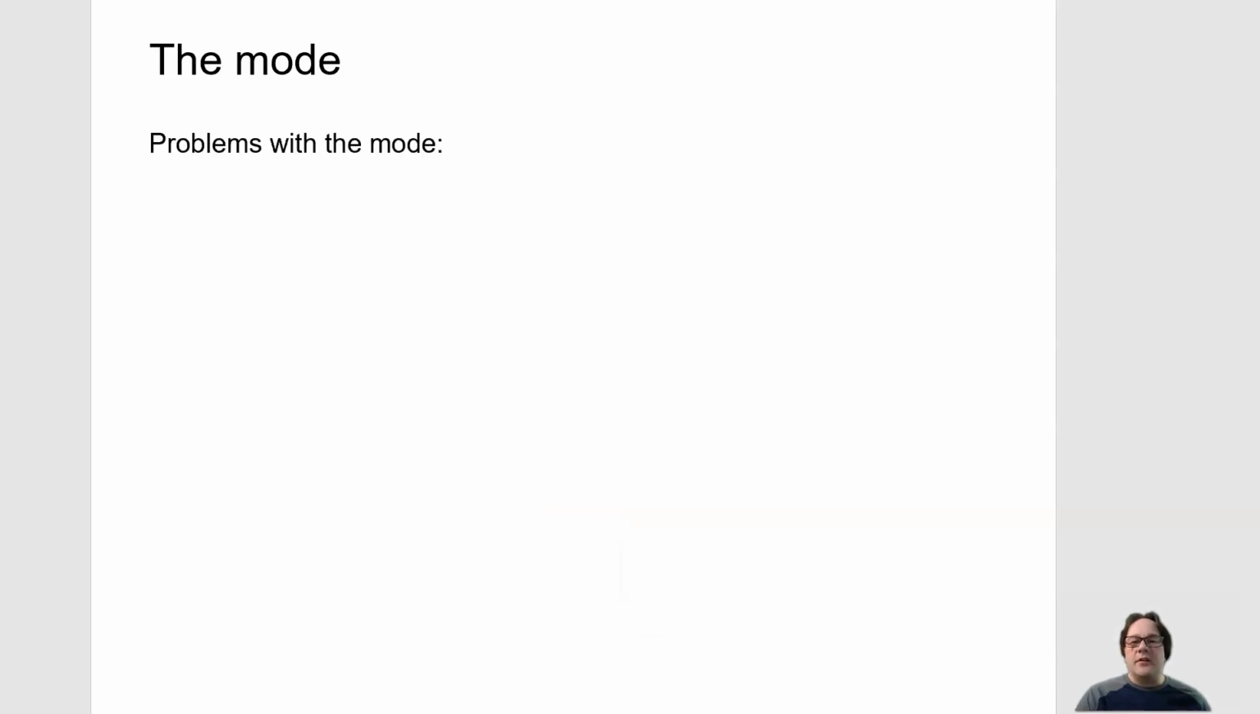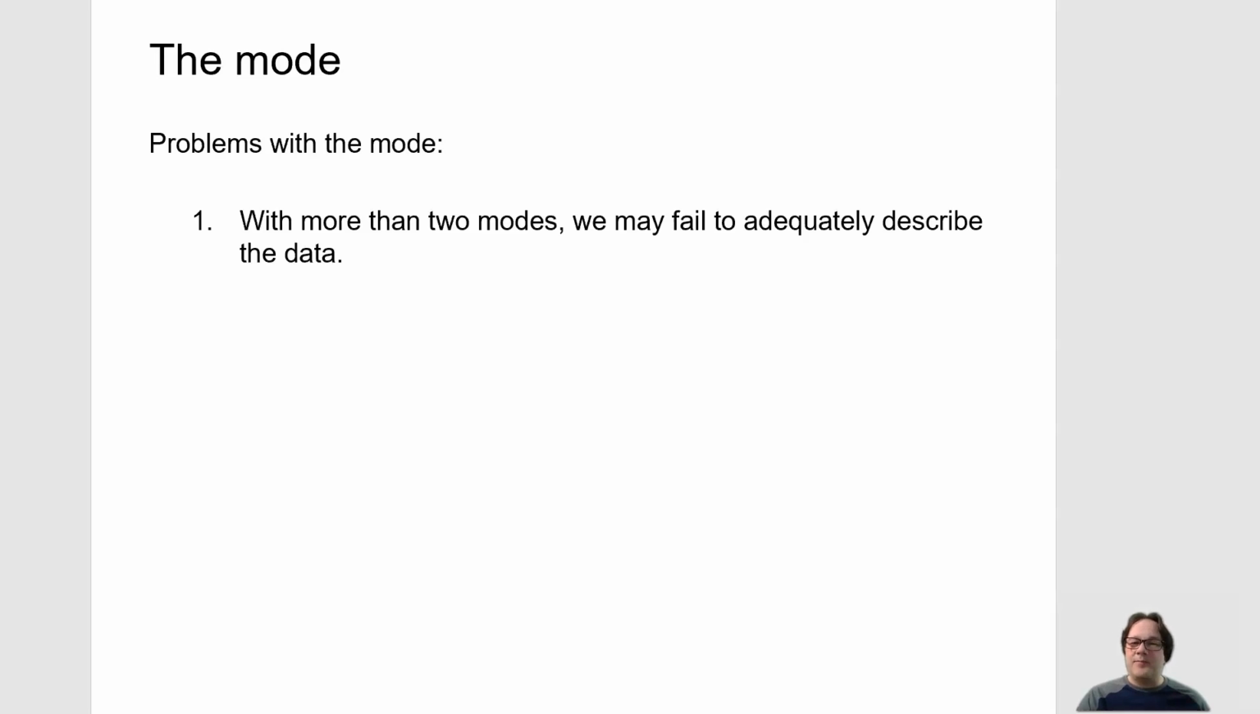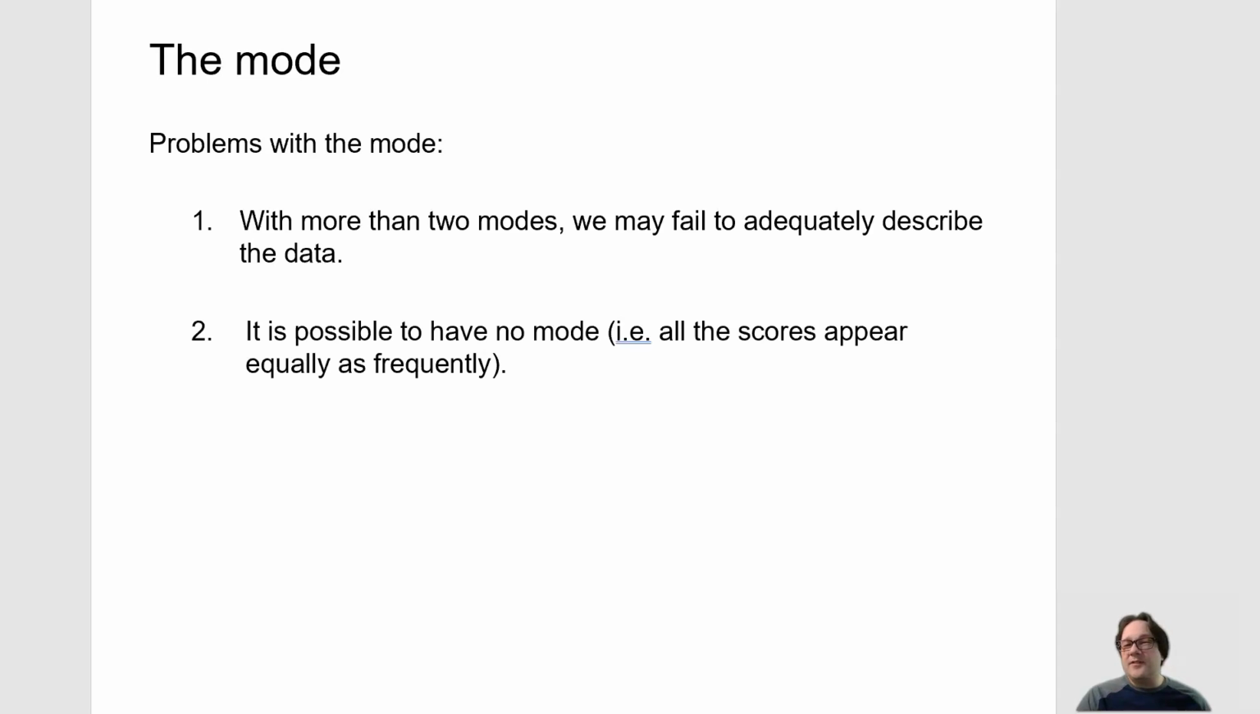Okay, now there are some issues that arise when using the mode as a measure of central tendency. Again, the goal of central tendency is to give us an idea of where the middle of the distribution might be. Keep that in mind as we discuss each of these issues. With more than 2 modes, we may fail to adequately describe our data. I would say even a single mode by itself might not adequately describe our data, but let's stick to the slides here.